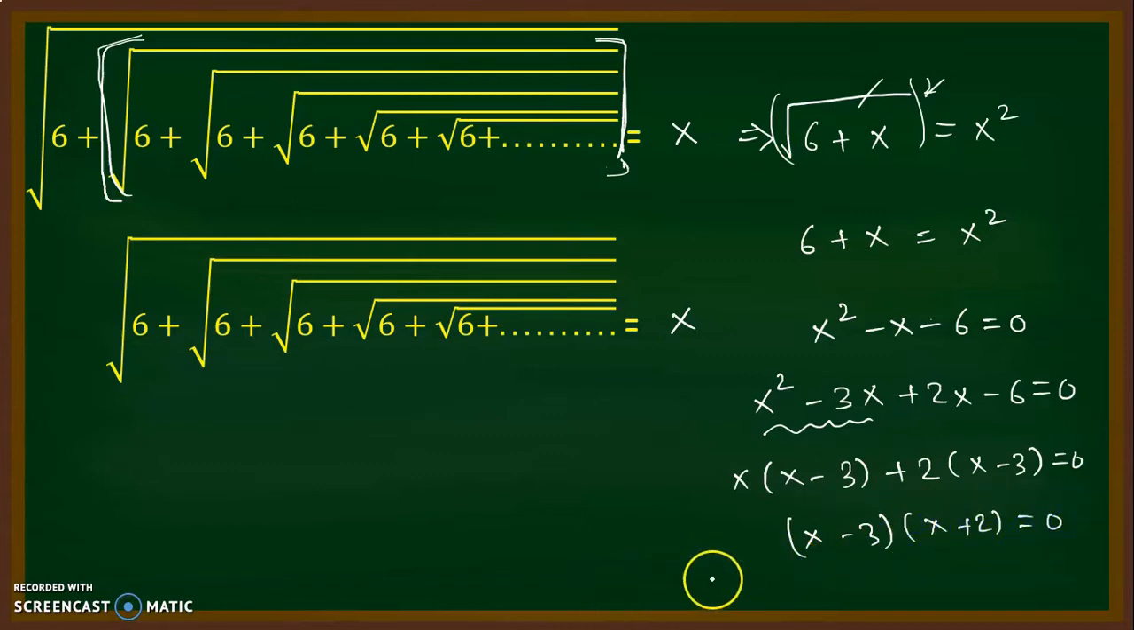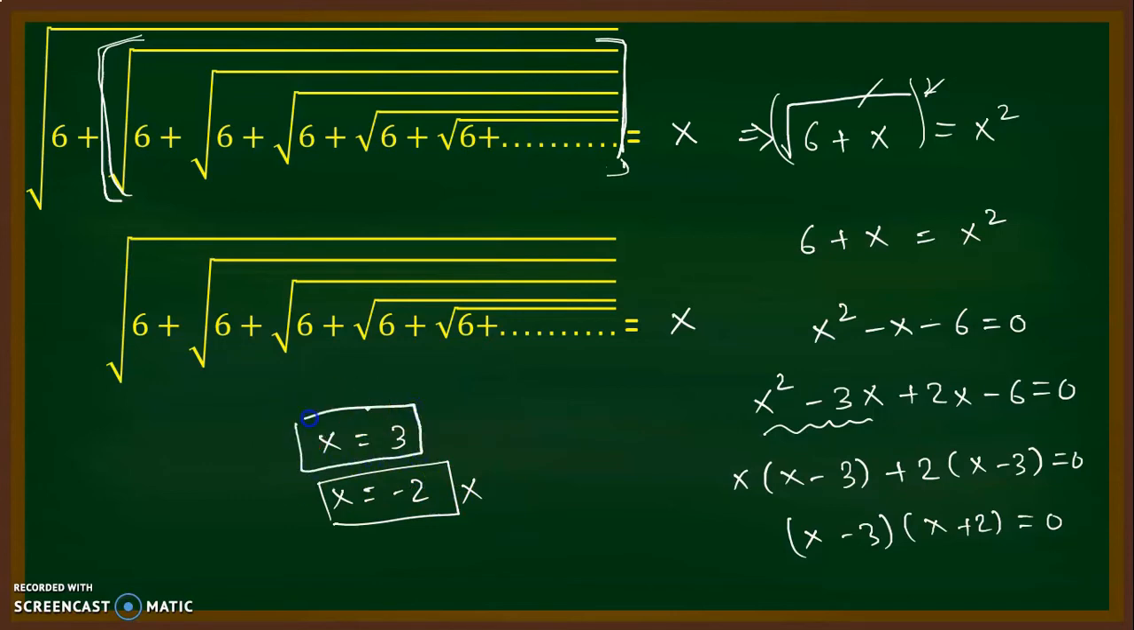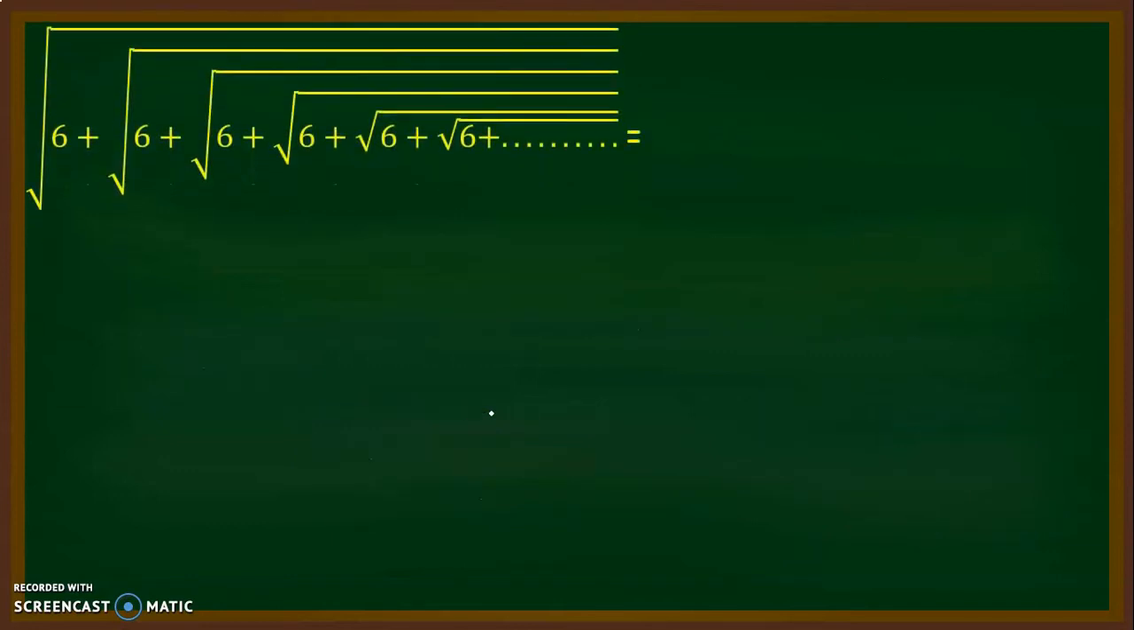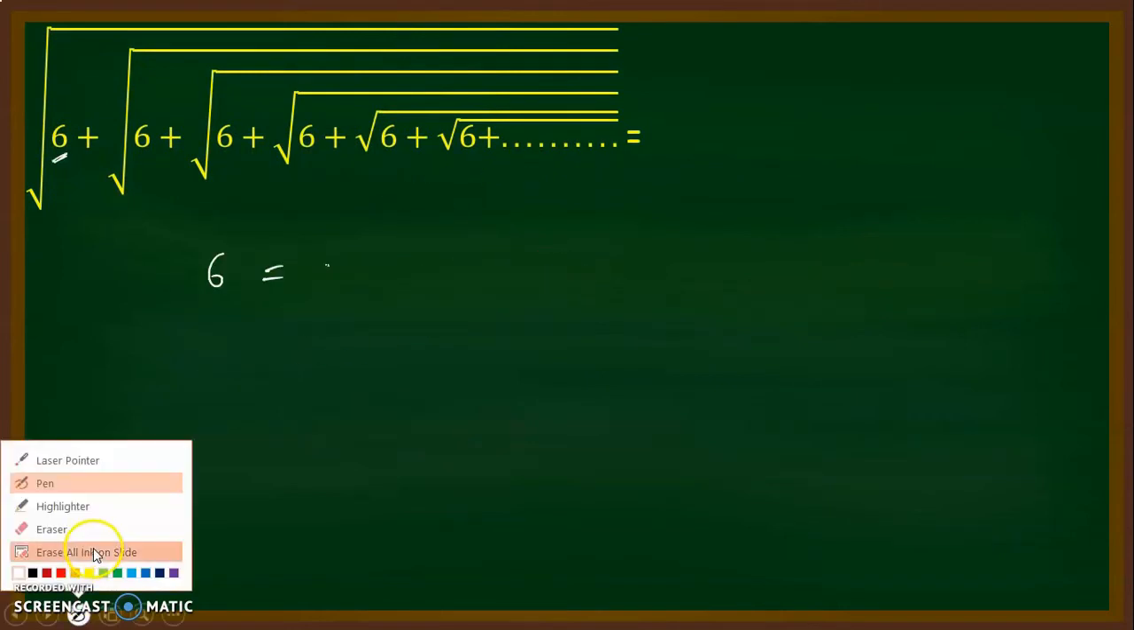So here we get two values of x. Here we got x equal to plus 3 and x equal to minus 2. But since the negative value is not possible for this question, so here we will consider x equal to 3 is our answer. So this is the traditional way to solve this type of question. Now if you want to solve the question without doing any calculation, see the shortcut method.